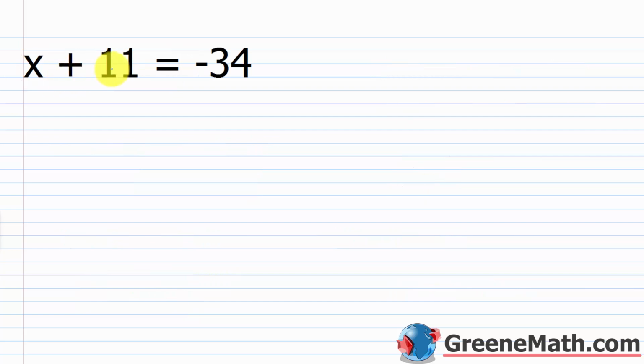So we have x plus 11 equals negative 34. Again, our goal is to isolate the variable. Okay, so how do I do that? I have plus 11 here. If I'm adding 11 to x, how can I undo that? Just subtract 11 away, right? If I have 11 minus 11 or 11 plus negative 11, I get 0, right? So it's gone, right? I'd have x plus 0, which is just x.